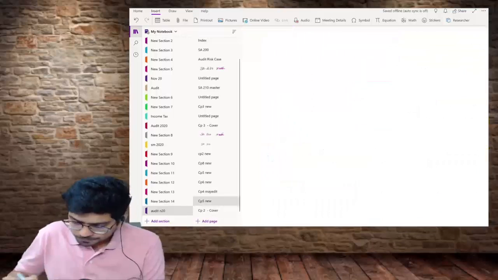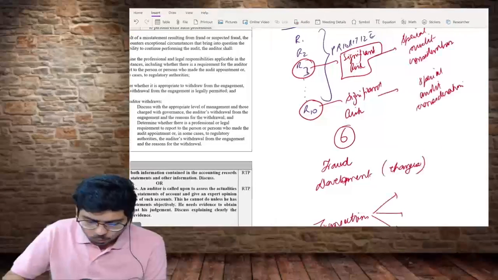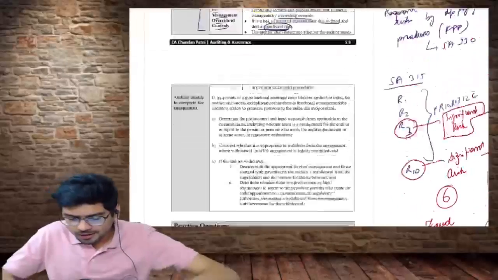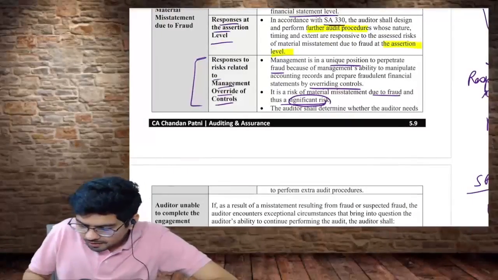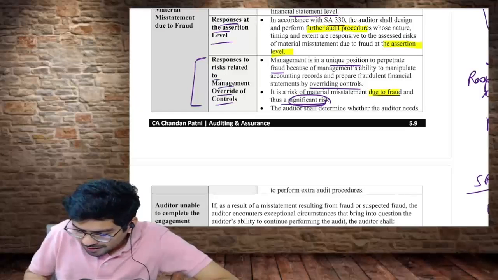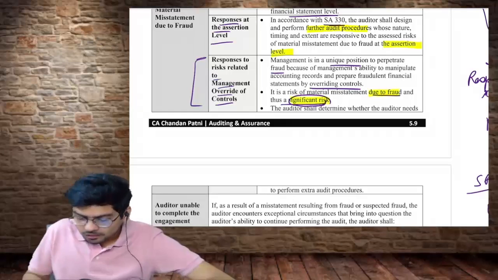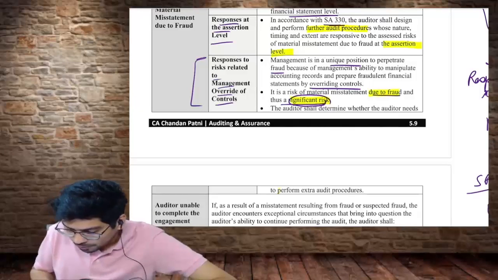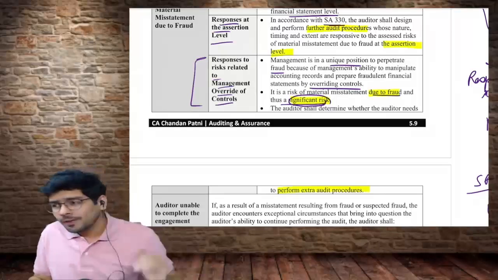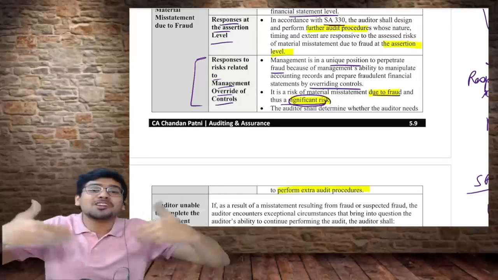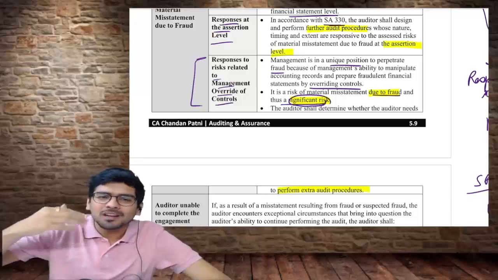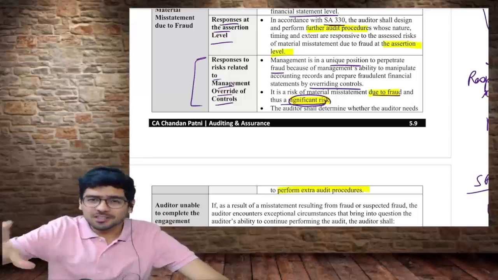Okay. So now coming back to the topic, the point here is the auditor needs to understand that the risk of material misstatement due to fraud is a significant risk, and the auditor shall determine whether the audit needs to perform extra audit procedures. You all know that when there is a significant audit risk, the auditor needs to pay special audit consideration. He needs to apply special audit consideration to those areas.